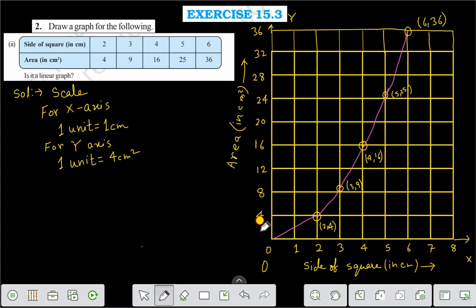Origin is taken as A. This point is B, this point is C, this point is D, this point is E, and this point is F. After plotting, we get the graph like this, right? Here you see the question: is it a linear graph? No, it is not a straight line graph. The answer is no. It is not a linear graph.